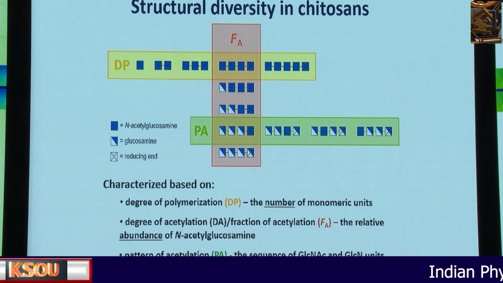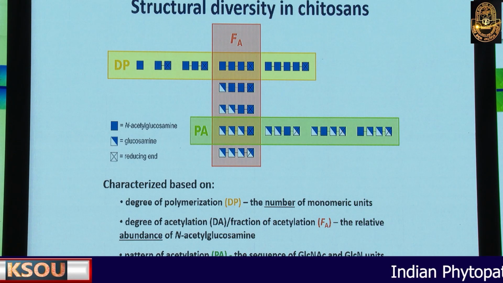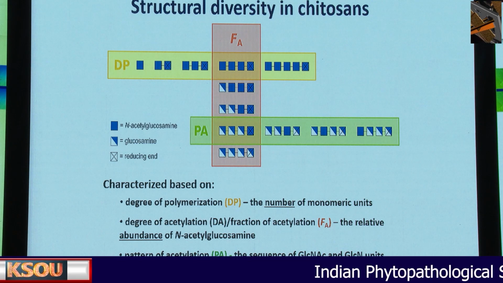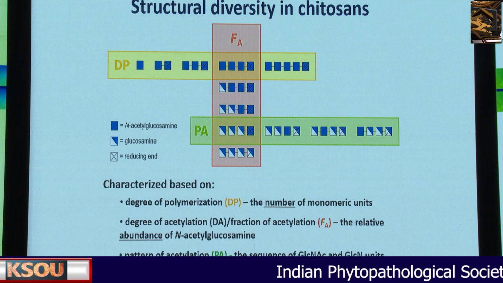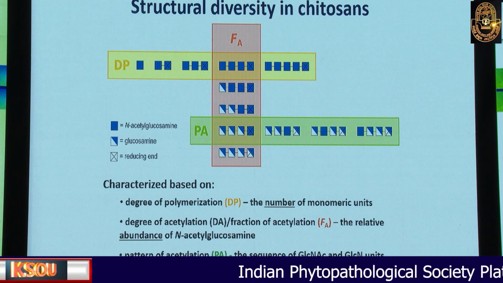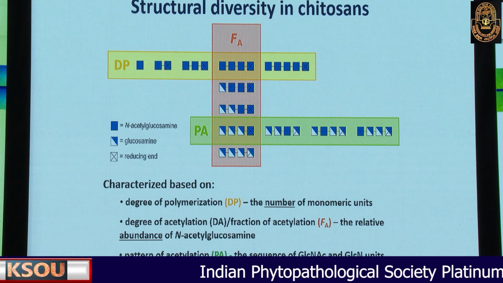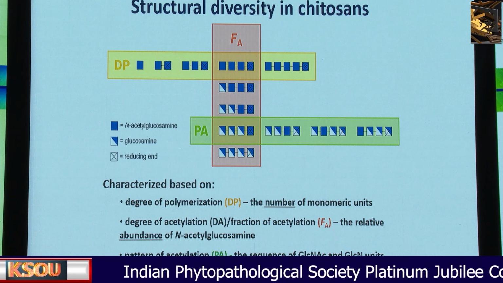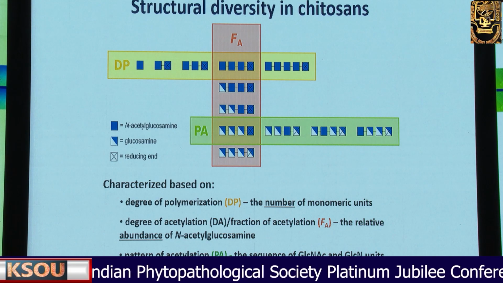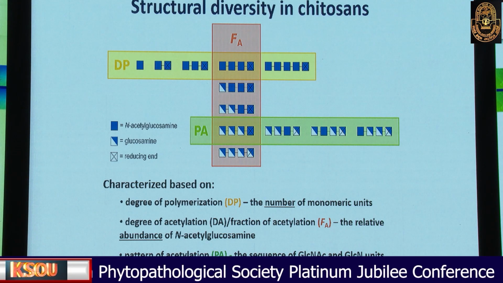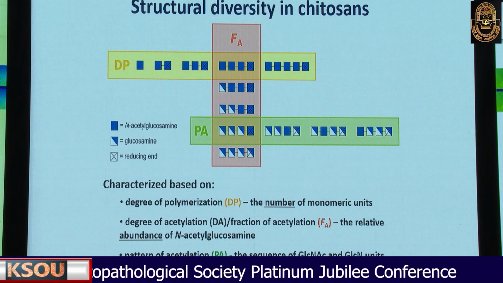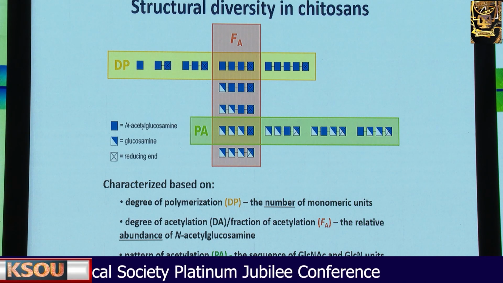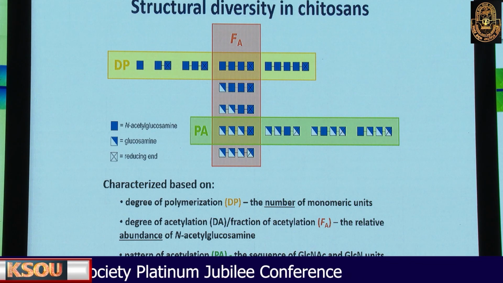And this is something I was trying to tell you, that there is a degree of polymerization. You realize that is the number of residues that are there, and then the degree of acetylation, or you also express in terms of fraction of acetylation, the relative abundance of these N-acetylglucosamine molecules on the polymer or oligomer is what we refer to as degree of acetylation. And the pattern of acetylation is about the sequence of the N-acetylated residues and deacetylated residues. A residue and D residue, we call it AD residues.